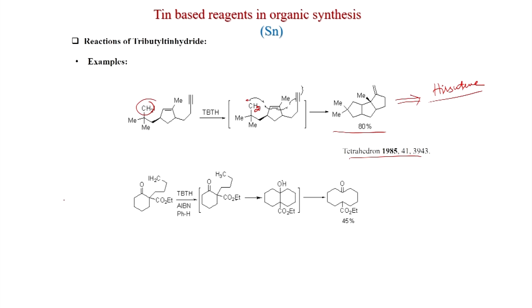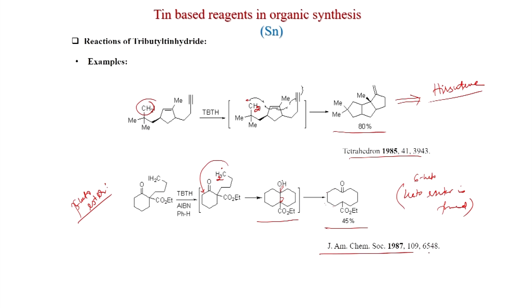Also, if you have a beta keto ester, then again this will be CH2, and you generate a radical here. That radical will add to the carbonyl group to generate this O dot, and this bond will break to generate this compound, the keto ester. So, 1, 2, 3, 4, 5, 6, the ring-expanded keto ester is formed. So, this is very important, that the radical can do many reactions. This was published in JACS 1987.